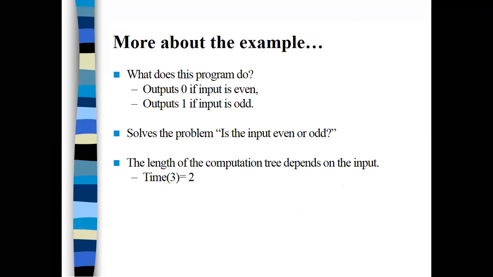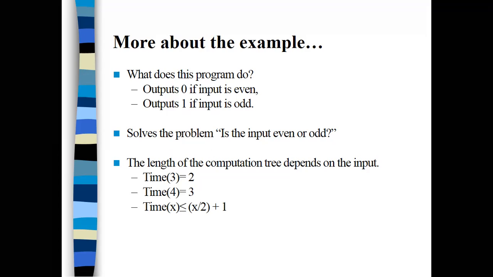So more about the example: what does this program do? Output 0 if the input is even, and output 1 if the input is odd. From the previous computation tree we can observe that if the output is 0, the input should be an even number, and if the output is 1, the input should be an odd number. So it solves the problem of whether the input is even or odd.